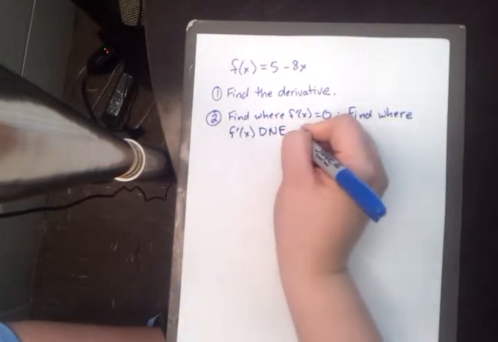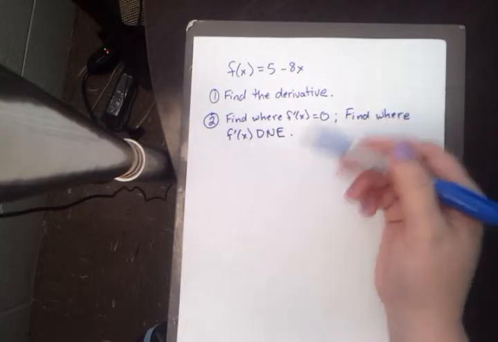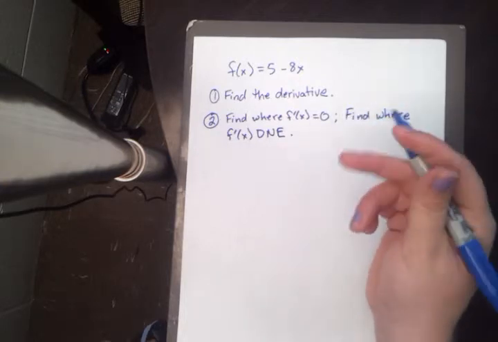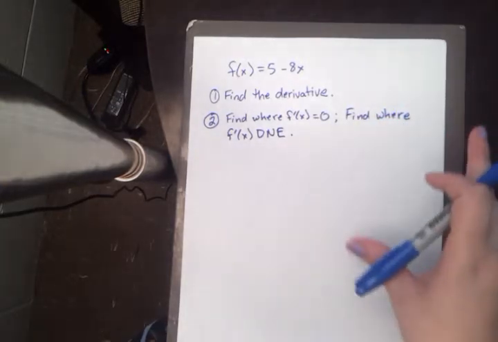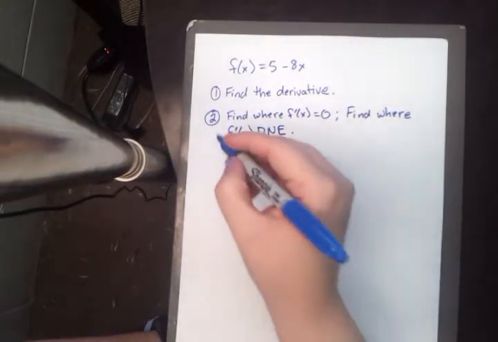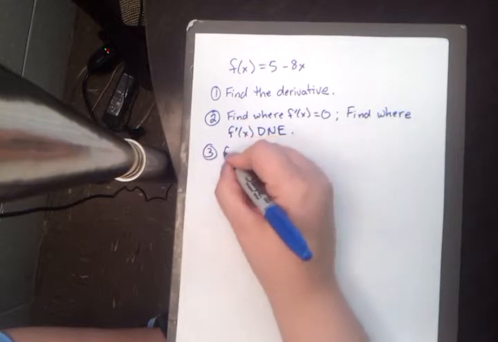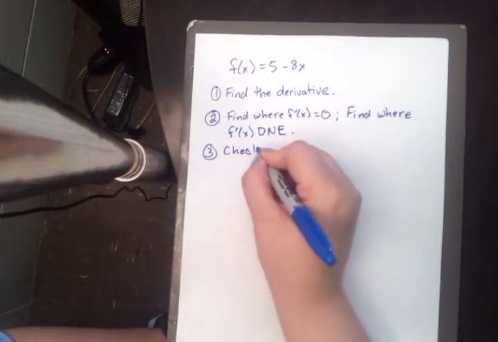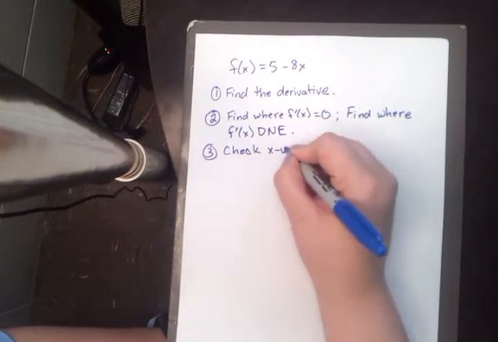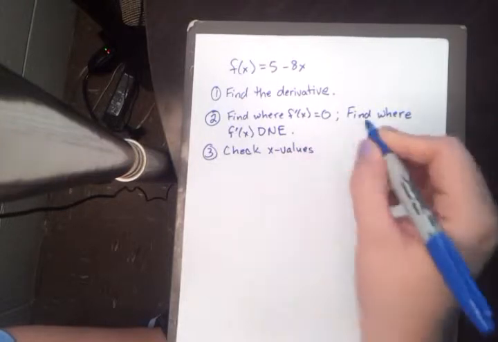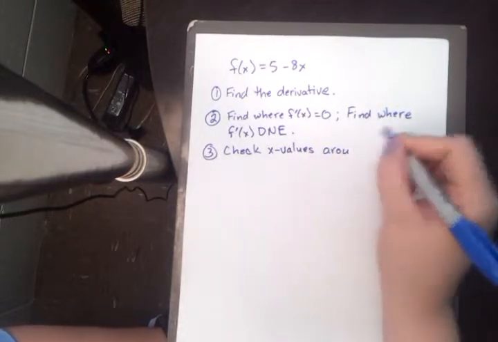So that's step 2. And we're going to have to do one or the other of these pretty much with every question that we come up with today. So let's make sure that we keep that in our list. And then 3, we're going to need to check values of x. So we'll check x values around the points that we found in step 2.